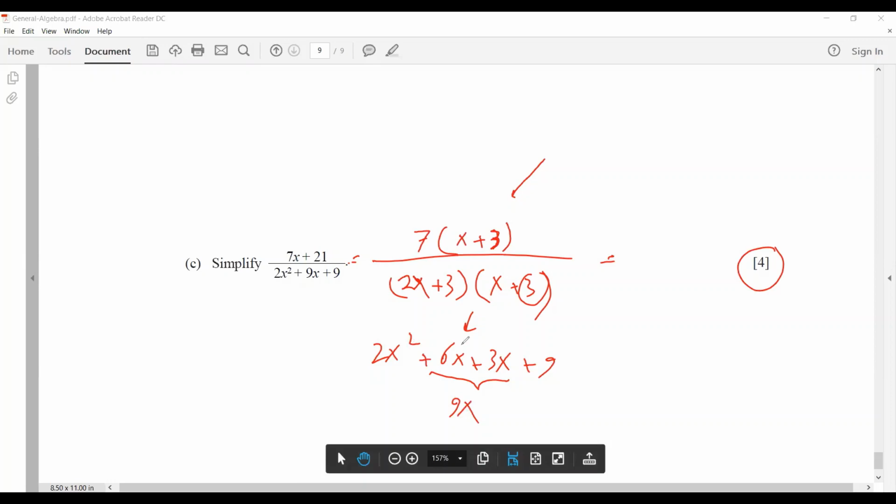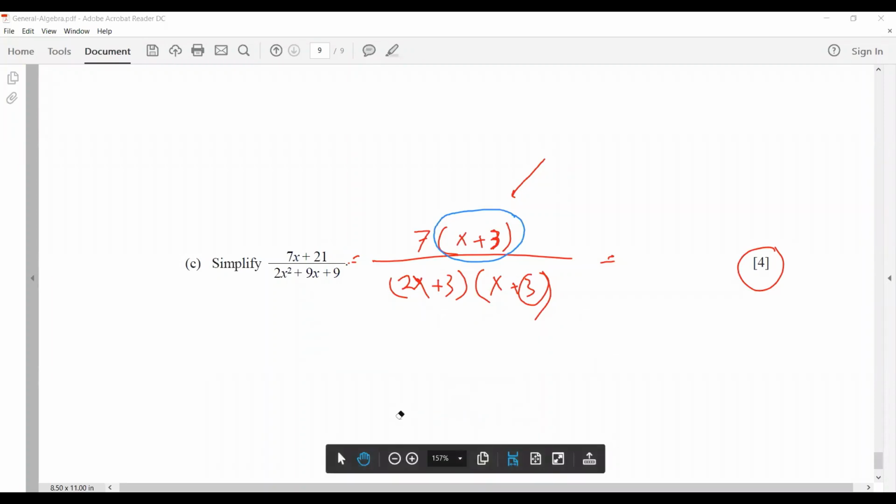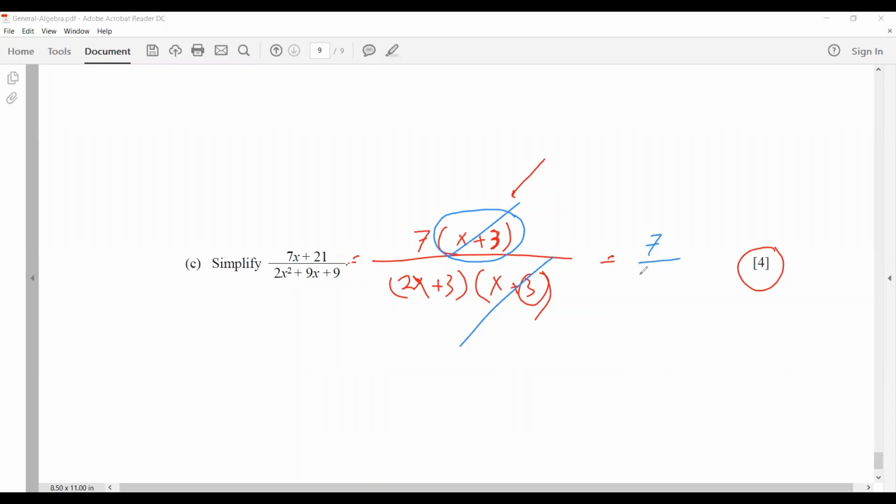So again, this bracket right here is giving us a hint. So don't waste your time using any of those techniques. That would be a total waste of time. So I'm going to cancel the top and bottom, and I'm left with 7 over 2x plus 3. And we got 4 marks, as simple as that.